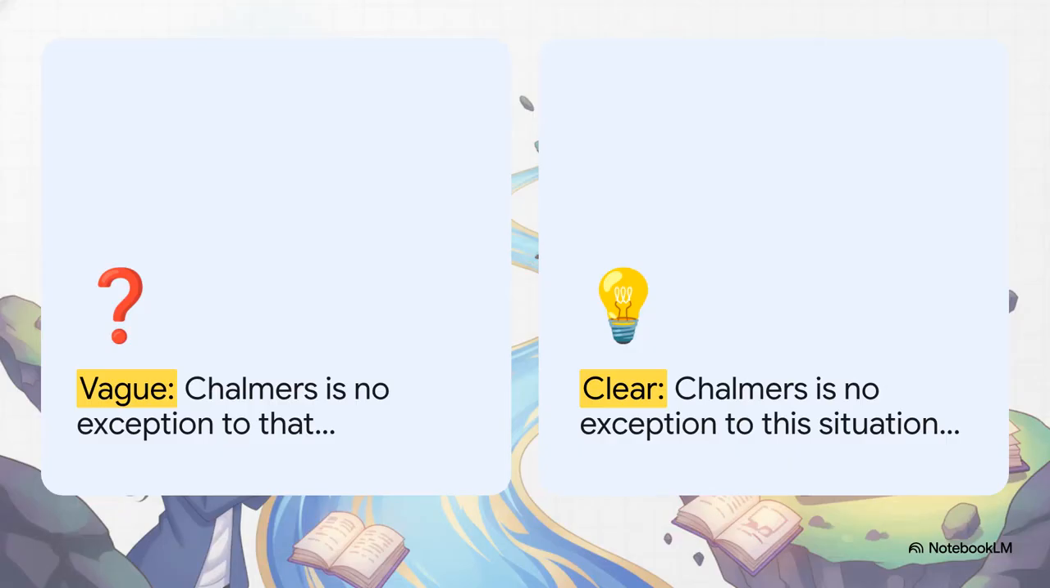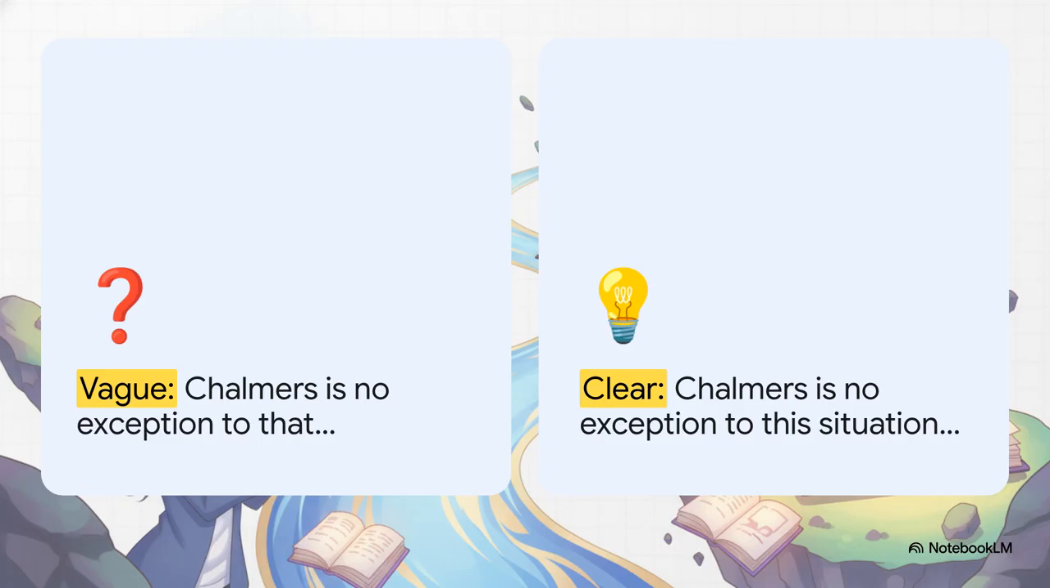Also, when you're creating those verbal bridges, you really have to be careful. A super frequent trap writers fall into is vague back-referencing. When you write something like, Chalmers is no exception to that, the reader is abruptly forced to stop and ask themselves, wait, that what? Using words like this or that as standalone subjects creates unnecessary cognitive load. It just causes immediate confusion.